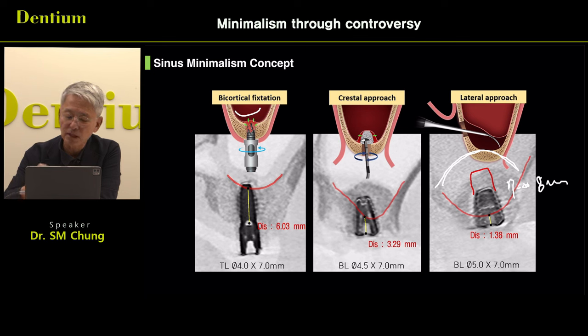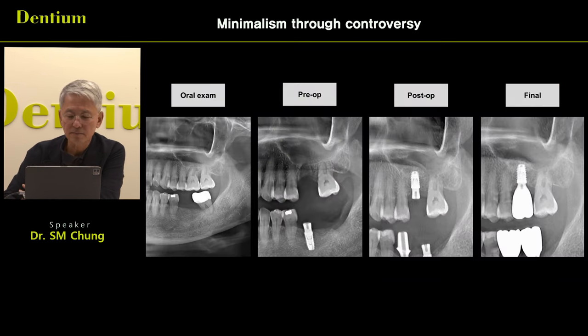At that time, sinus augmentation became minimalized, so there were far fewer complications and a higher success rate. Even bicortical fixation, the crestal approach, and the lateral approach all together became very simple.